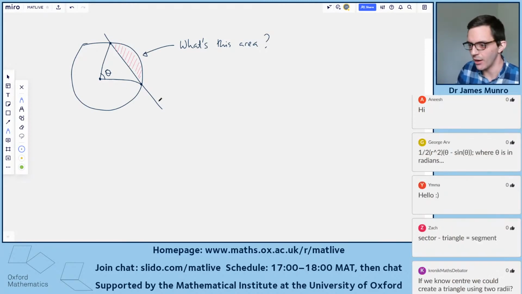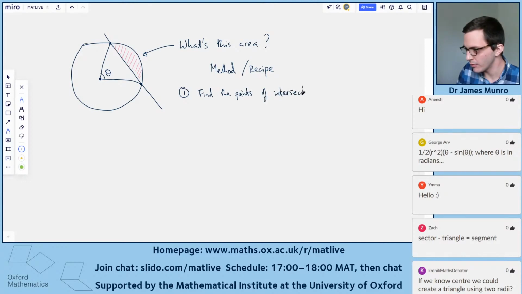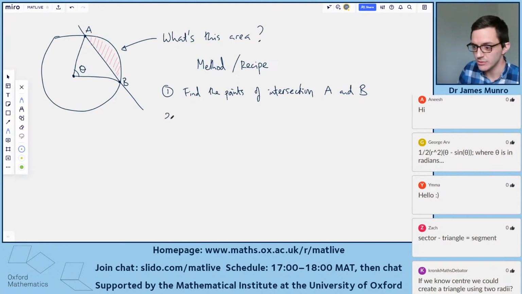Okay, here's a kind of method, or possibly recipe, depending on how you feel about recipes and methods as a general kind of set of things. Step one is going to be find the points of intersection. Your mileage may vary. I haven't given you the equations of the circle or the line, but if I call these A and B, find the points of intersection A and B. Let's zoom in very slightly. There we go. Step two is going to be find theta. This could be with the cosine rule.